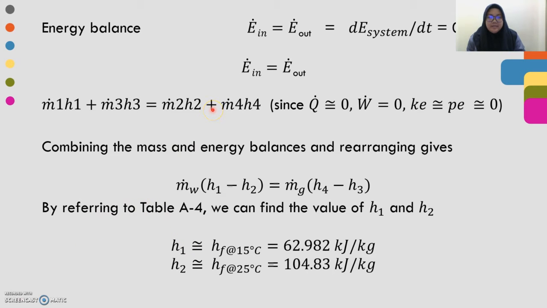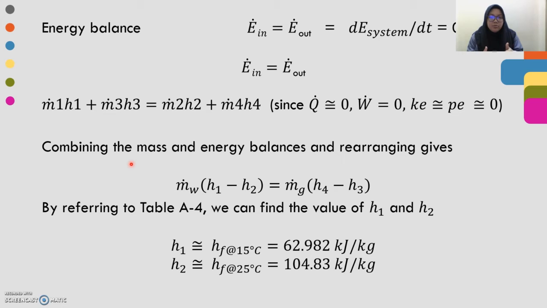For the energy balance, the formula used is E dot in equal to E dot out. Therefore, when we substitute into this formula, it becomes m dot 1 H1 plus m dot 3 H3 is equal to m dot 2 H2 plus m dot 4 H4. Combining the mass and the energy balance, we have to rearrange it to make it easier. So we combine water with water and refrigerant with refrigerant.